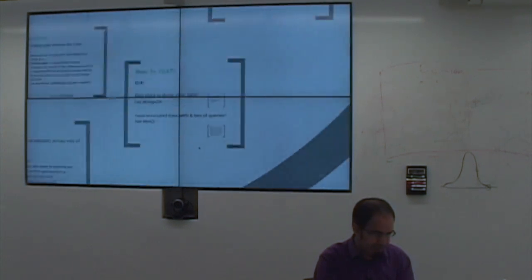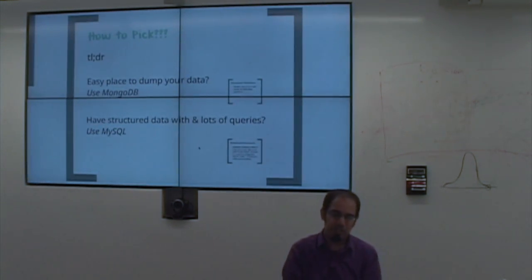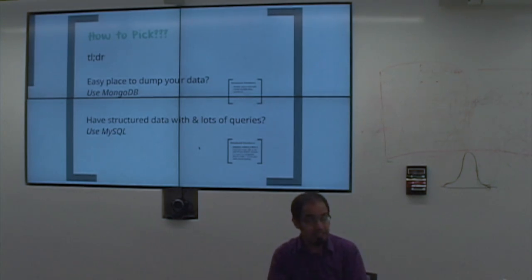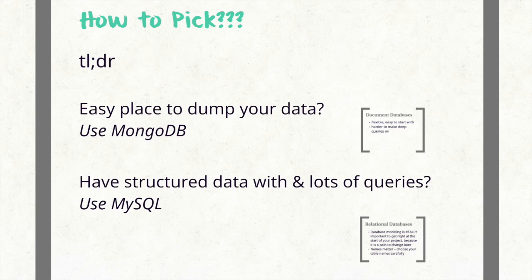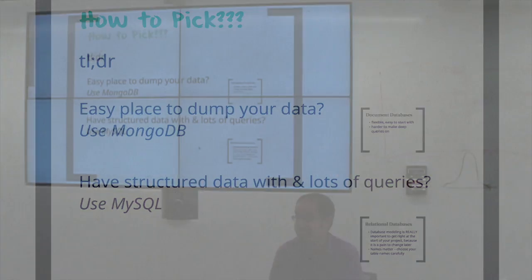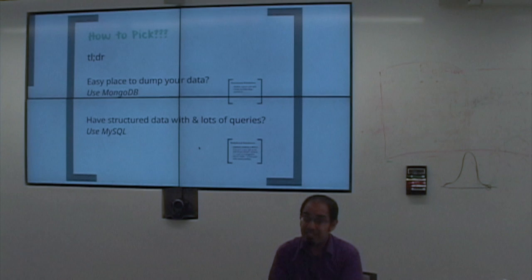I want to get to this part, which is, how do you pick what you should do? And this is the short version, right? If you just want to dump your data somewhere so that you can analyze it, and you're getting it from some APIs or something, or you already have it in JSON, just dump it into Mongo, and then you can process it all later. If you know that you're writing a web app that has a lot of inserts and a lot of queries, and it is a structured problem, then use SQL, right?